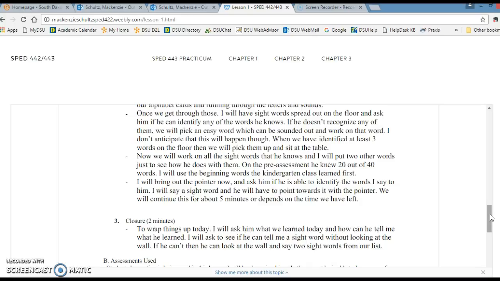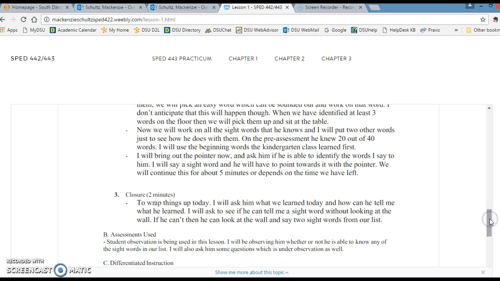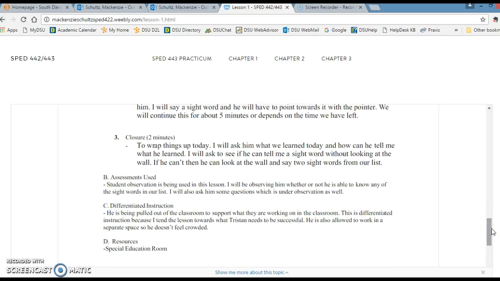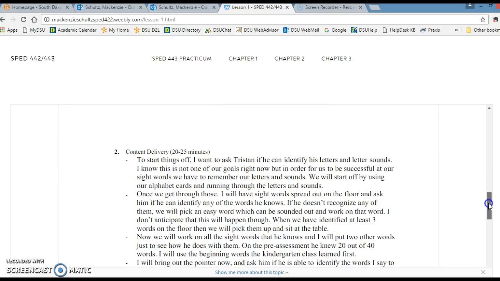So on the pre-assessment, like I said before, he knew 20 out of 40, and that's what he ended with in this lesson. But we were making progress, even though the numbers don't show it. And then to end the lesson, I kind of just asked him what we learned, and if there was a word he could remember of one of the sight words. And then he told me he remembered the word I. So that's a start for that one. So that was our first lesson.